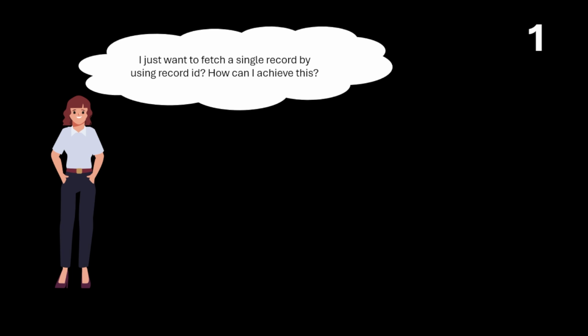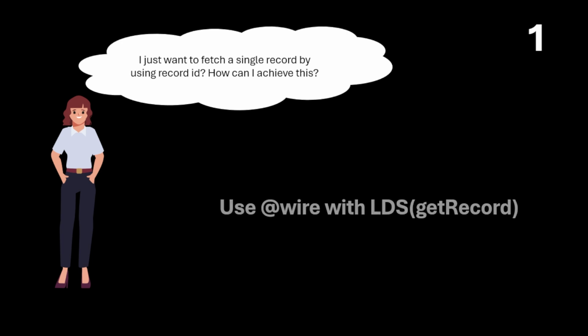Okay, it's time to play some games, right? Game number 1. The question we have is, I just want to fetch a single record by using a record ID, right? How can I achieve this? Are we going to use LDS or an Apex class? Think about it. The answer is to use wire with LDS getRecord. Why would you write extra code, an extra Apex method, to fetch the details when you can do it with LDS, right?